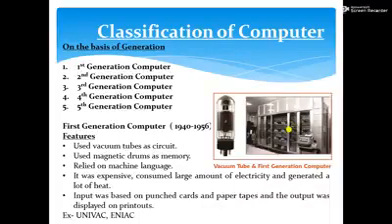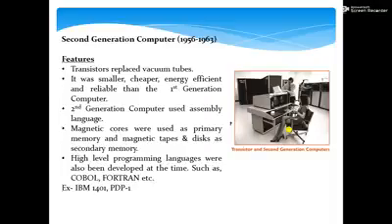Now let's move to second generation of computer. The time period of second generation computer was between 1956 to 1963. Transistor was the basic component of second generation computer. Now let's discuss some features of this generation of computer. Transistor replaced vacuum tube. What is a transistor?